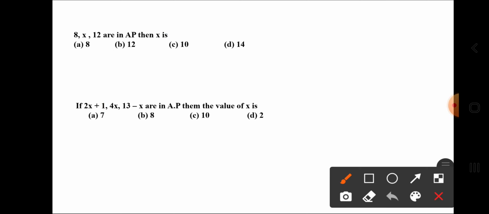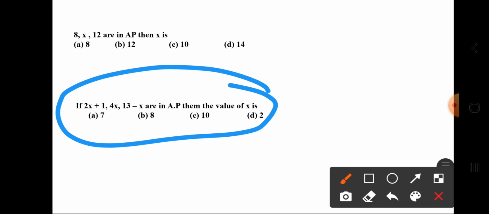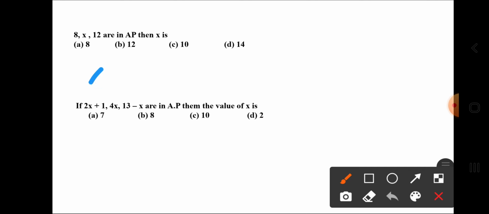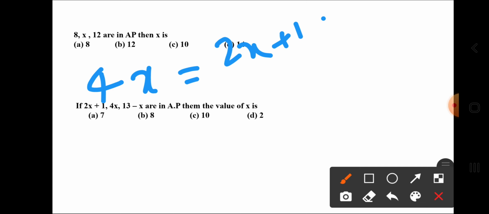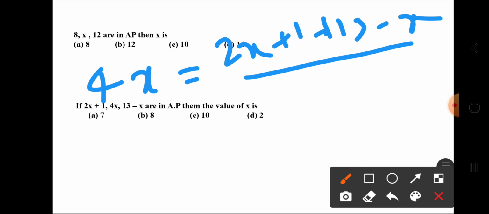So similar types of questions are related to the arithmetic mean. The next question, that is, if 2x plus 1, 4x and 13 minus x are in AP, then find the value of x. So here I directly write that 4x is equal to, that is capital A is equal to small a plus b by 2. 4x is equal to 2x plus 1 plus 13 minus x, divided by 2.